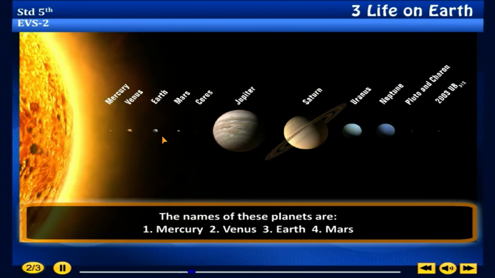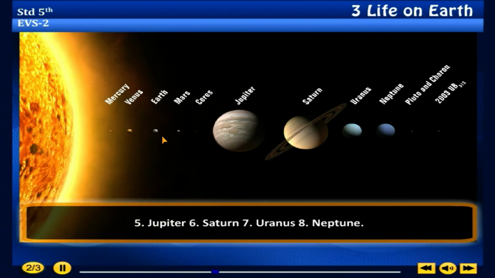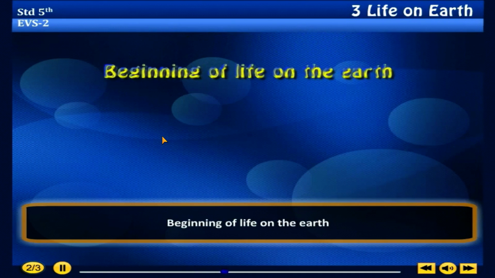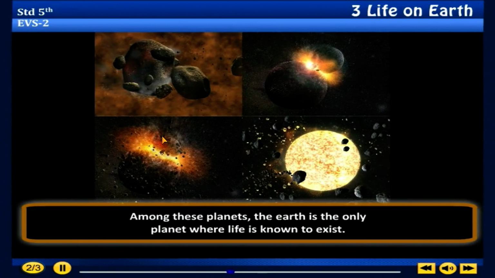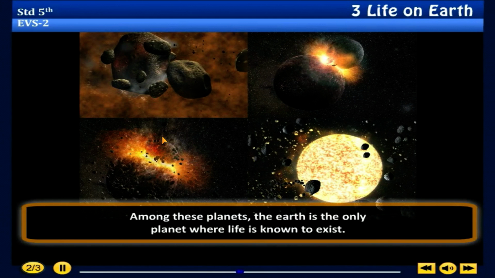The names of these planets are 1. Mercury, 2. Venus, 3. Earth, 4. Mars, 5. Jupiter, 6. Saturn, 7. Uranus, 8. Neptune. Beginning of life on the Earth. Among these planets, the Earth is the only planet where life is known to exist.